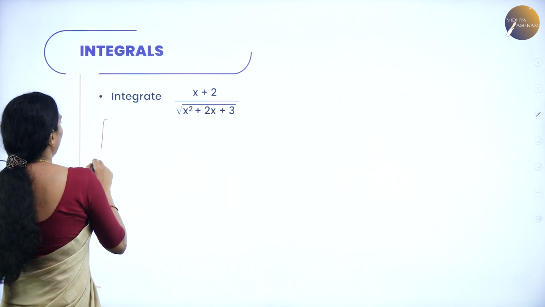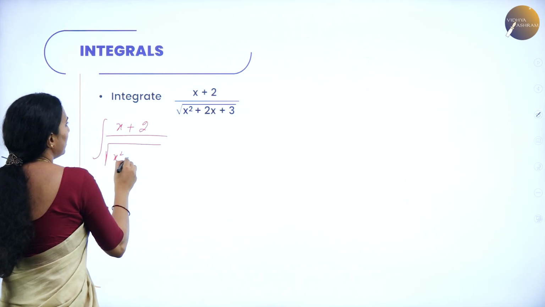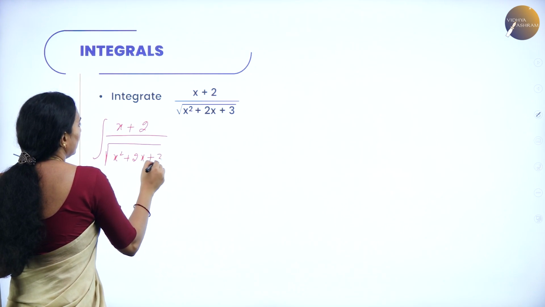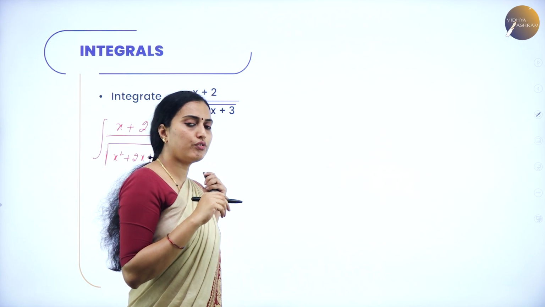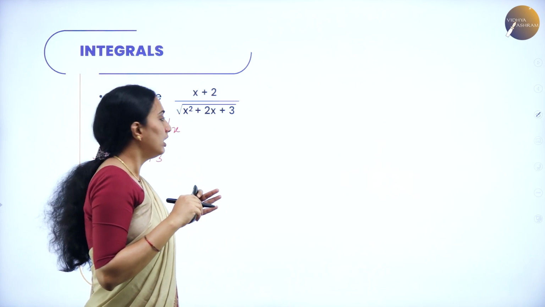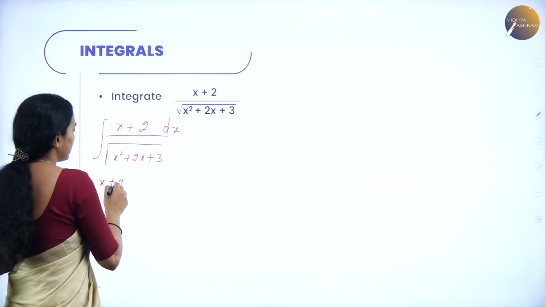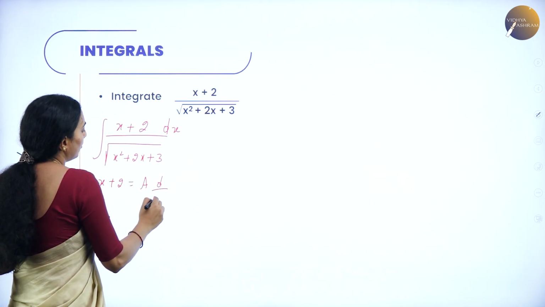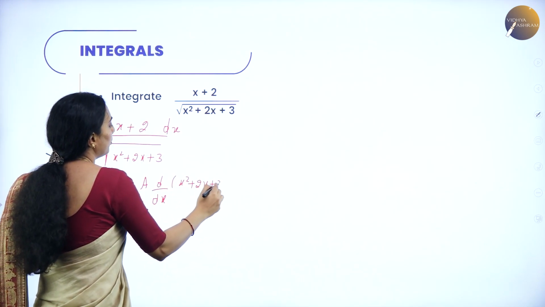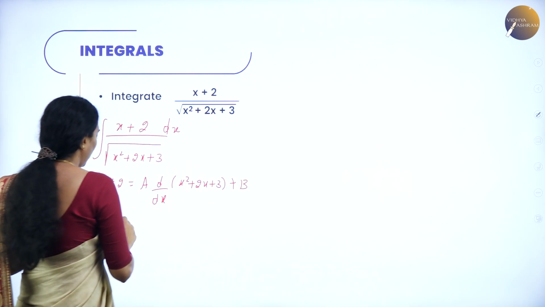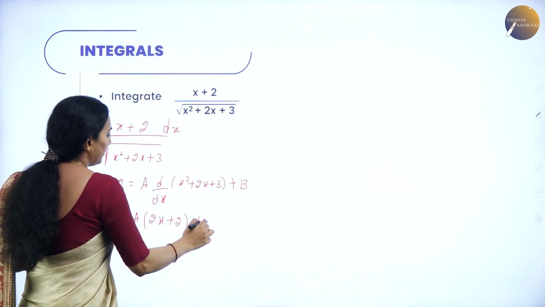Integral of x plus 2 divided by under the root of x squared plus 2x plus 3 into dx. Does differentiation of the denominator give you the numerator? No. Differentiation of the denominator is 2x plus 2, and the numerator is x plus 2. Therefore, writing the numerator as a into d by dx of the denominator, x squared plus 2x plus 3 without the root, plus b. Now therefore a into this will become 2x plus 2, plus b.